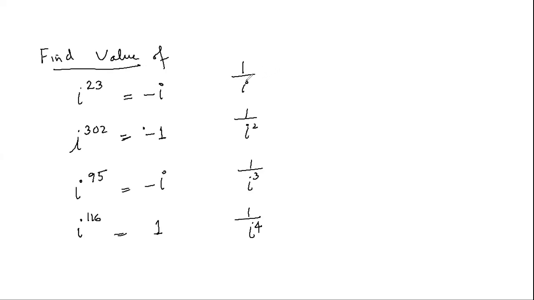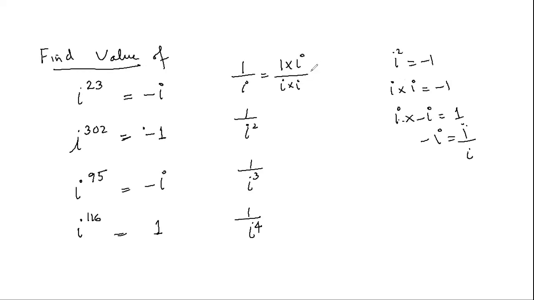Two ways to remember. You know that i squared is minus 1. So i into i is minus 1. So I can write 1 by i, i into minus i is 1. So minus i is 1 by i. This is one method of thinking. Another method is to multiply numerator and denominator by i. So the numerator became i, the denominator became i squared, which is minus 1. So minus i. So whenever you come across 1 by i, you can replace it by minus i.